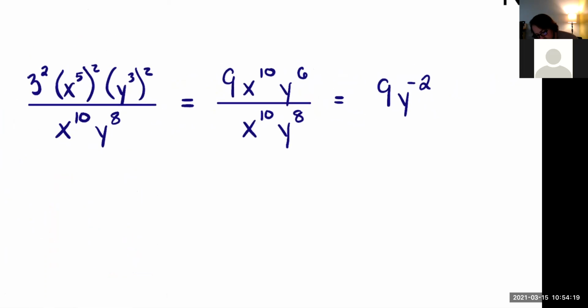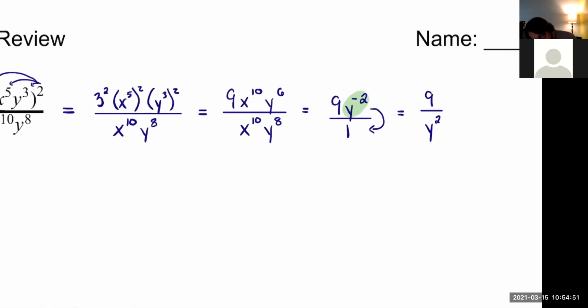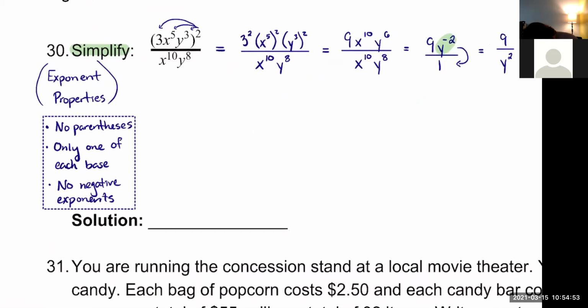Would you put it over one and then put the y down? Absolutely. I needed it to look like a fraction, so I'd put the whole thing over one, and then I would move the base that has the negative exponent, the y to the negative second, to the opposite side of the fraction that it's currently located on. So when it's all said and done, what's left on top? A 9, because it was happy where it was. And what is now on the bottom? Y to the second power. So my final solution is 9 over y squared.